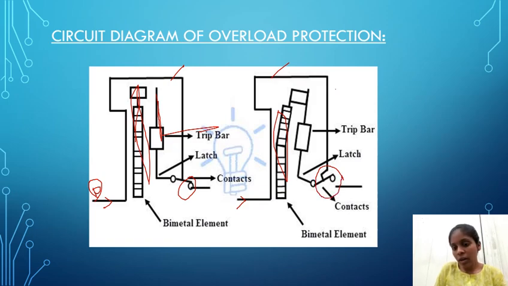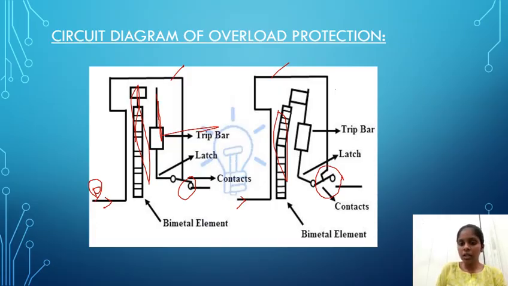So there is no contact between the load and the circuit. When there is no contact, there is no current flow. When there is no current flow, the circuit is in a safe condition. In this way it protects the circuit.